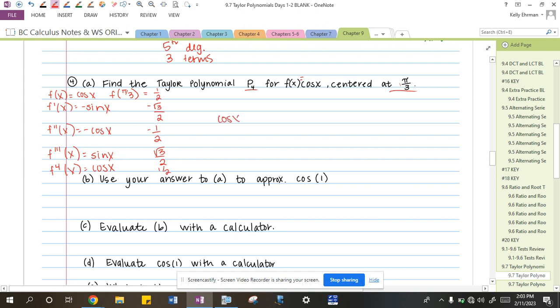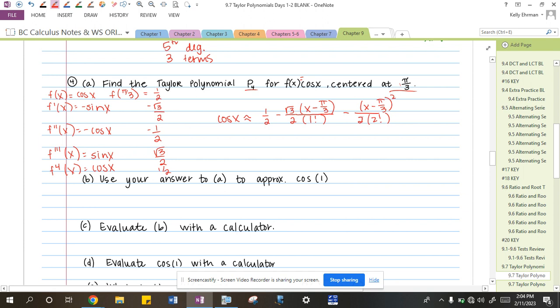So cosine x is approximately equal to this fourth order polynomial. The constant term is 1/2. The linear term is minus radical 3 over 2. This is weird. Minus radical 3 over 2 times x minus pi over 3, that's the center, to the first power. I'm going to write this over 1 factorial just to show you the pattern. Next one's minus 1/2. I'm not going to write the 1, but I will write x minus pi over 3 squared, and then it'd be 2 factorial still.